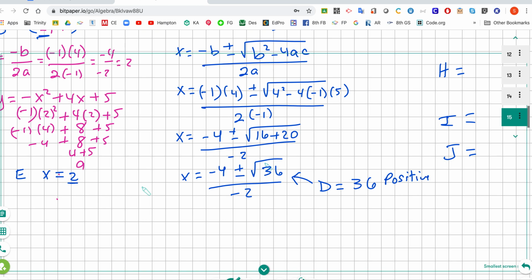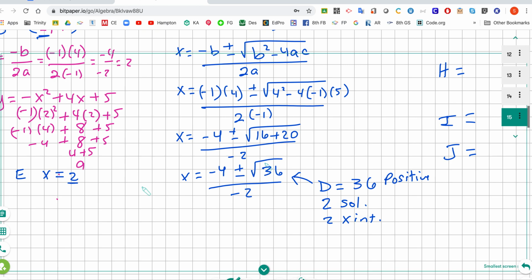That means I'm going to have two solutions, and it means I'm going to have two x-intercepts. So two solutions and two x-intercepts. Let's write that the same way we wrote it before. Two solutions and two x-intercepts. Okay, that's good for me to know for graphing. All right, so now we're going to go ahead and come up here.